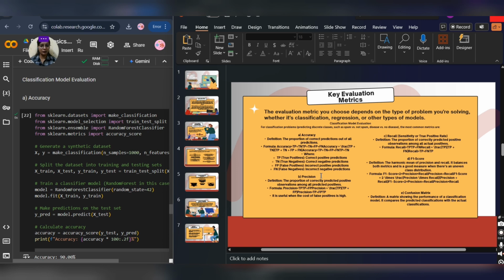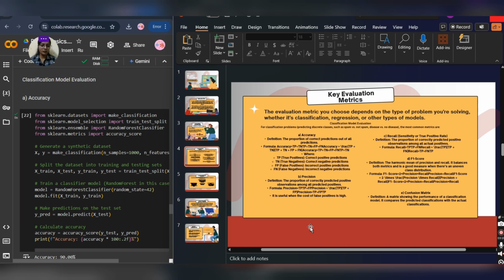Now, our second metric that is used for classification model evaluation is precision. It is defined as the proportion of correctly predicted positive observations among all predicted positives. The formula for precision is given, and it is useful when the cost of false positives is high. It means that the false positive value is higher than the true positive value.